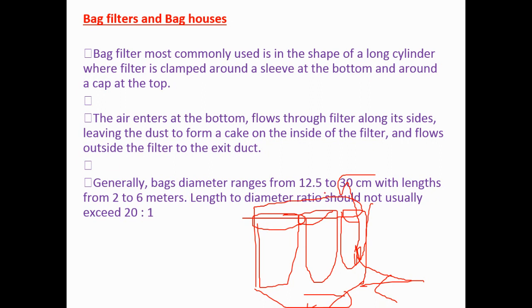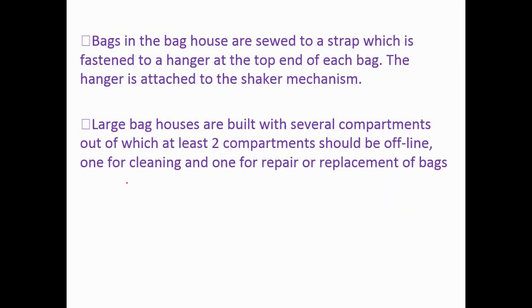Bags come in different diameters. The length to diameter ratio should be about 20. There are other parameters that can be maintained to effectively remove the dust from the bag filter.